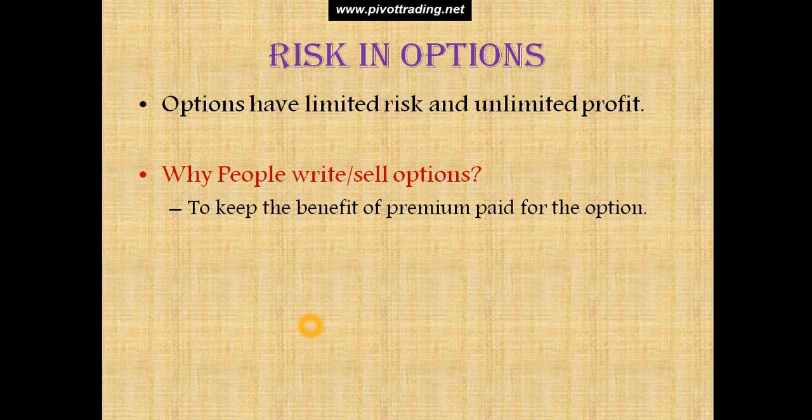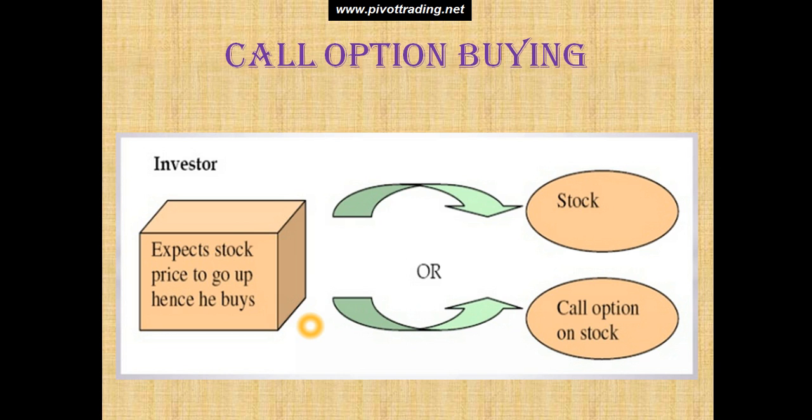So the basic profit or the basic interest of that particular person is the premium that you pay. Okay, so that is the main reason why people sell or write options. They just want to get the benefit of the premium that they receive while selling the options.